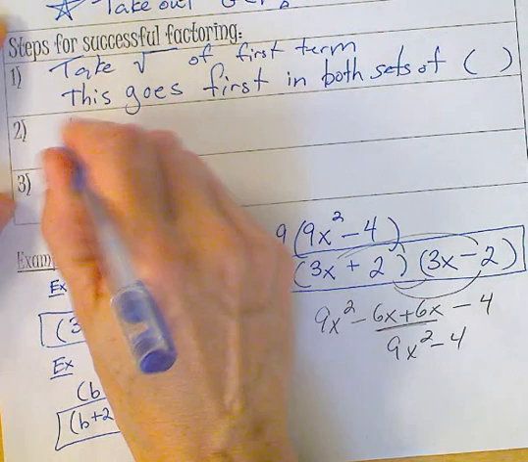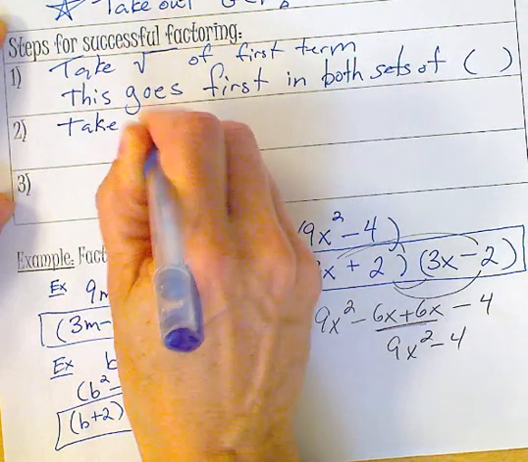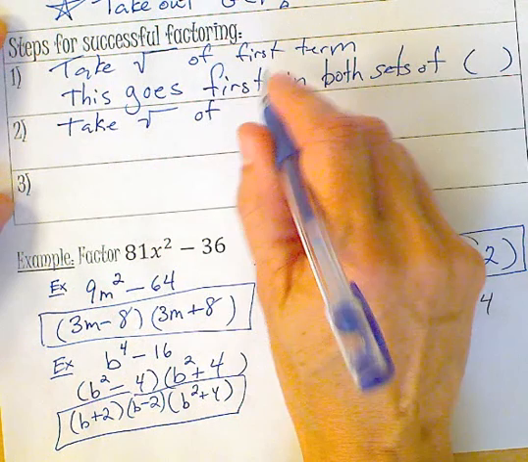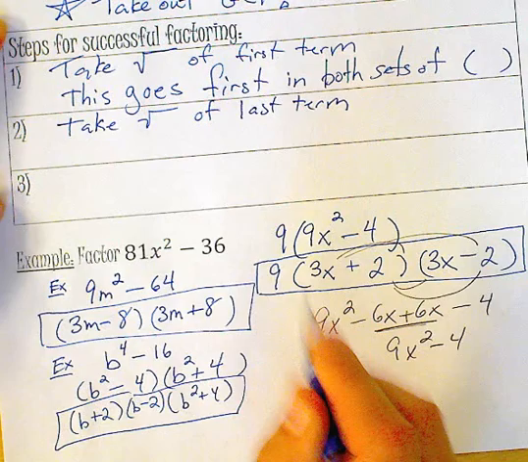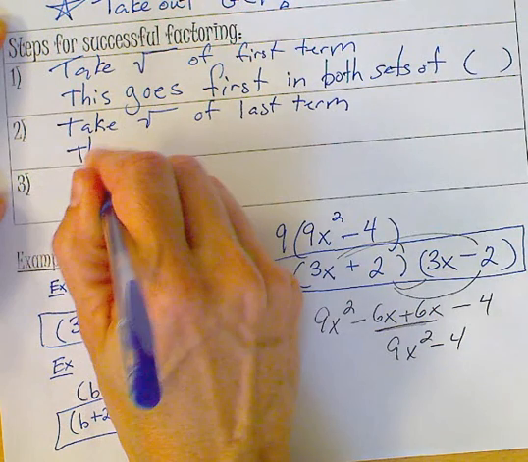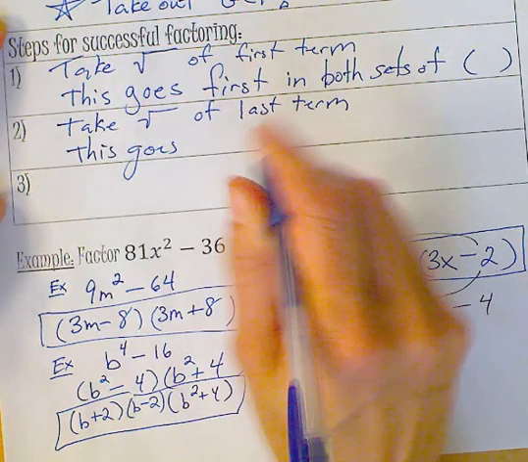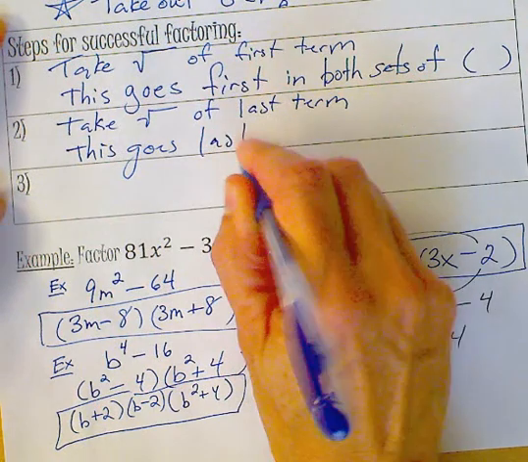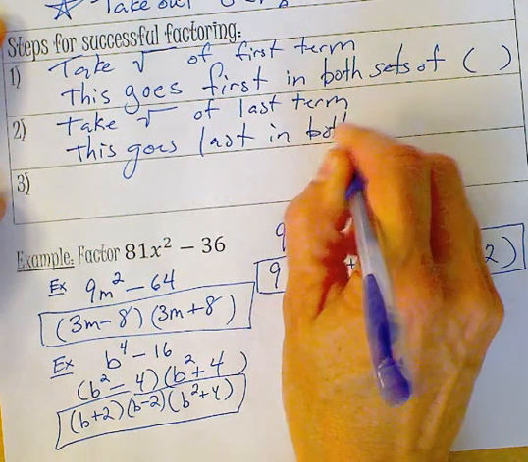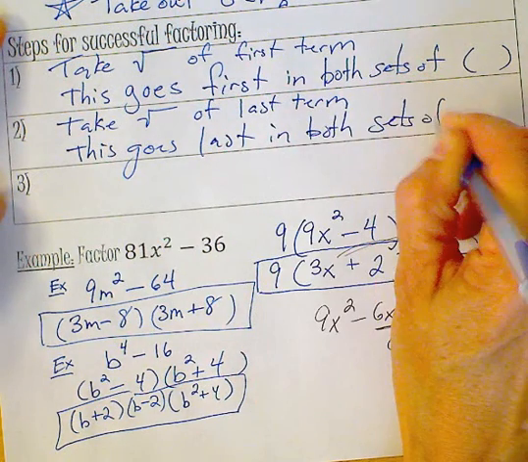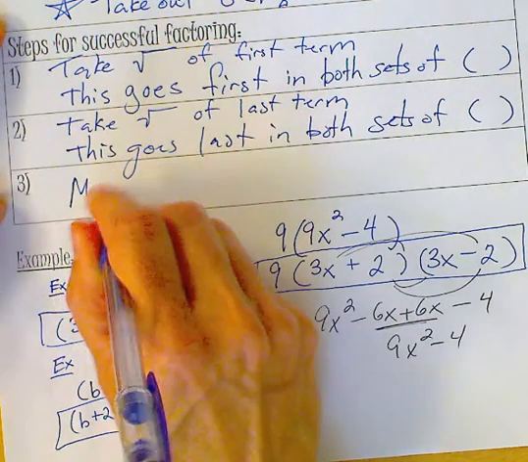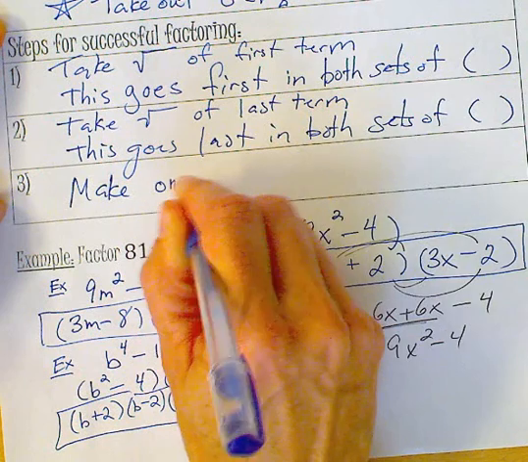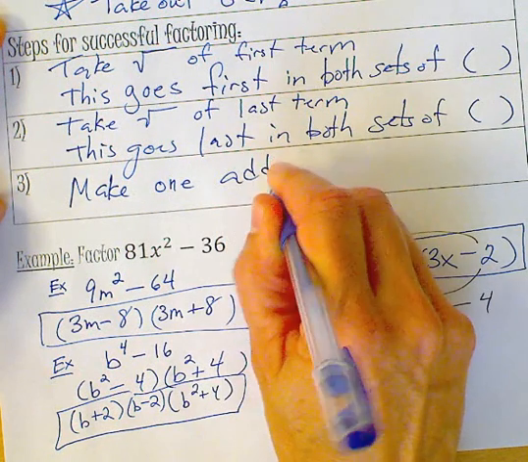Then take the square root of the second term, of the last term, or second term, there's only two. This goes last in both sets of parentheses. And then you simply make one of them addition and one of them subtraction. And you are good to go.